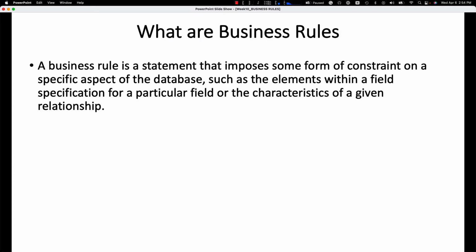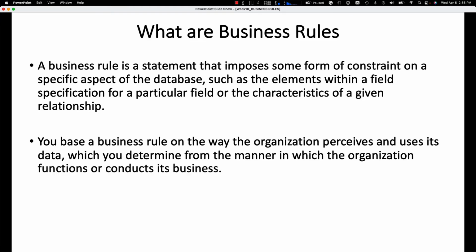All right, so what are business rules? A business rule is a statement that imposes some form of constraint on a specific aspect of a database, such as the elements within a field specification for a particular field or the characteristics of a given relationship. And we're going to talk more about that.